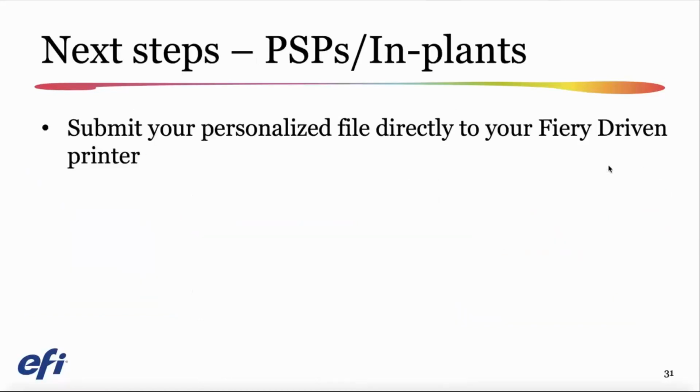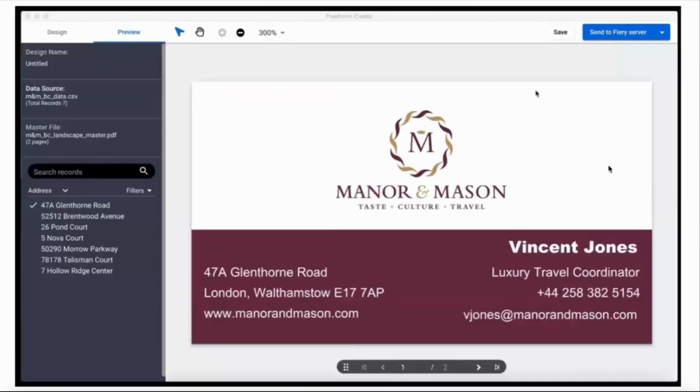So you've got the application installed and you've created your personalized file. If you're a print service provider or an in-plant, your next step is to submit your file to your Fiery-driven printer for production. You can apply server presets and use it with Fiery make-ready software such as Impose, Compose, or JobMaster. So here's a quick demo of those steps.